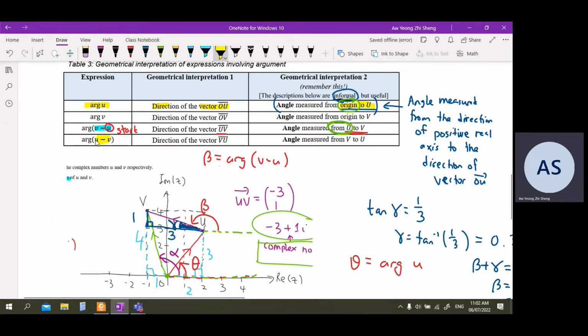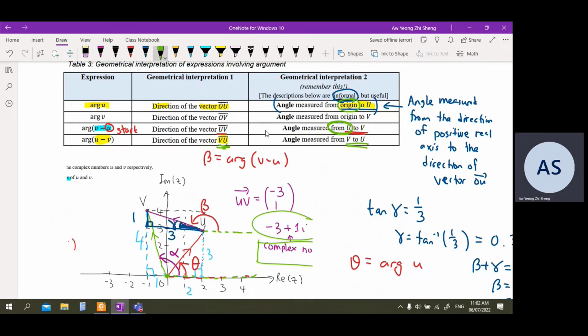Similarly, for u minus v, we know the vector representation is a vector that starts from v and ends at u. So it's the vector vu. And so the argument of u minus v is the direction of the vector vu, which is simply the angle measured from v to u. Because it's a vector vu that starts from v and ends at u, informally we say it's the angle measured from v to u.